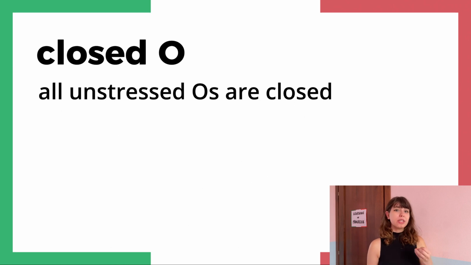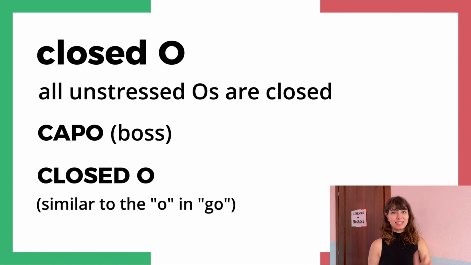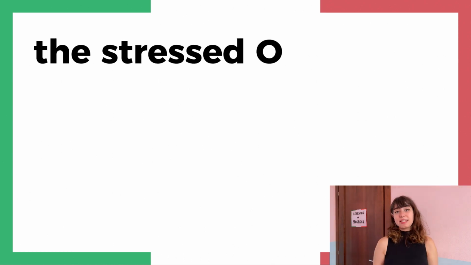For example, in the word capo, the stress falls on the A, so you know for sure that the O is closed. Capo, capo. As I said for the letter E, the pronunciation of this vowel will vary based on where you are in Italy. You can look up words in the dictionary to know for sure if they have to be pronounced with an open or a closed O.